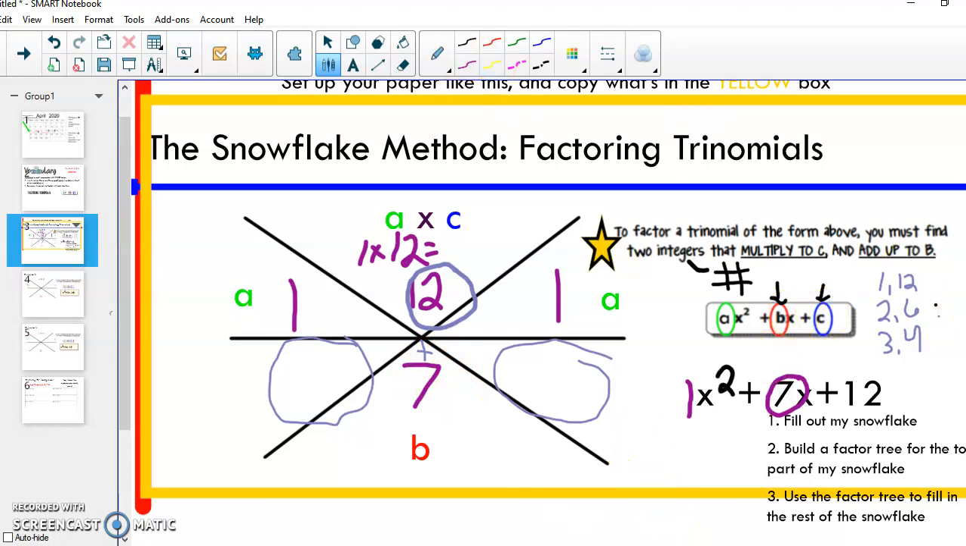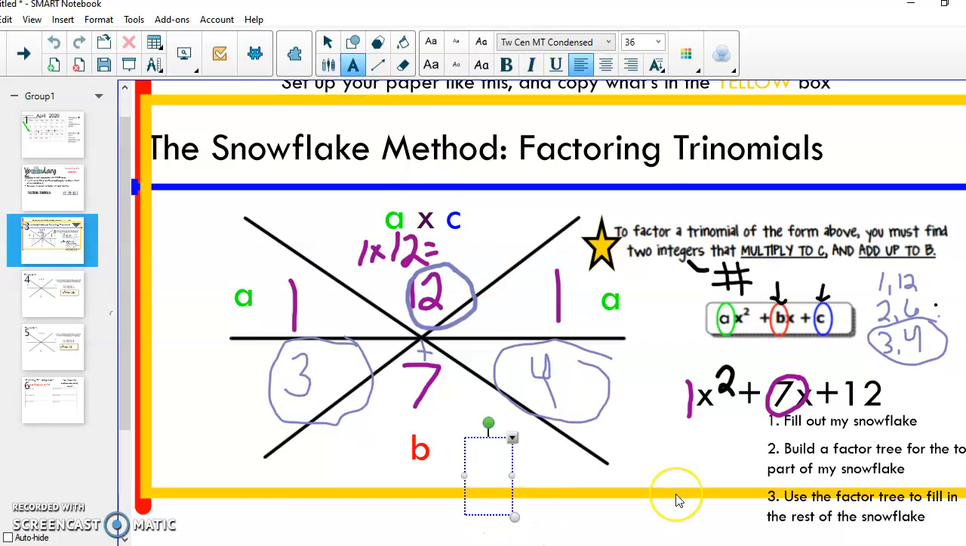Okay, so when I look at my factors, I know that 3 and 4 are going to add to give me 7. So in my really squiggly circles, I'm going to go ahead and fill in the 3 here and the 4. And again, I chose those 2 numbers because they add to give me 7. And now I'm ready to go ahead and write out my solution.